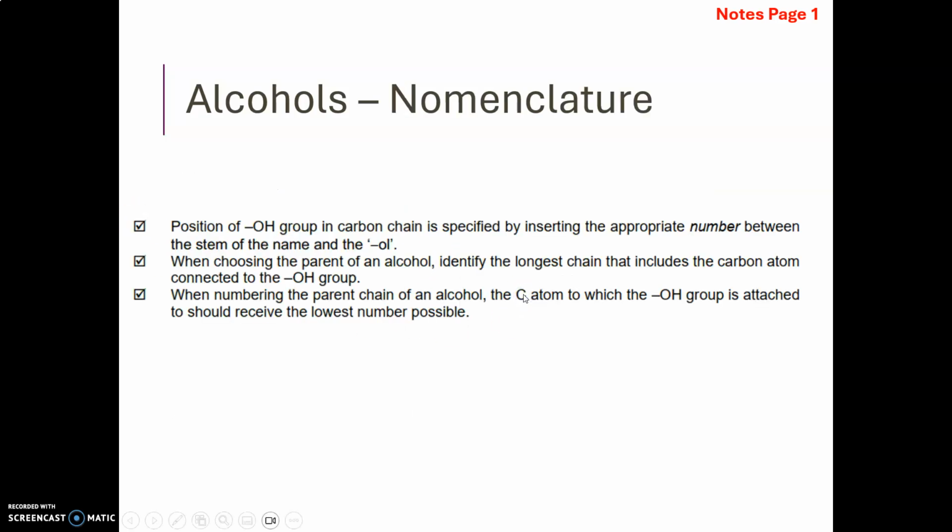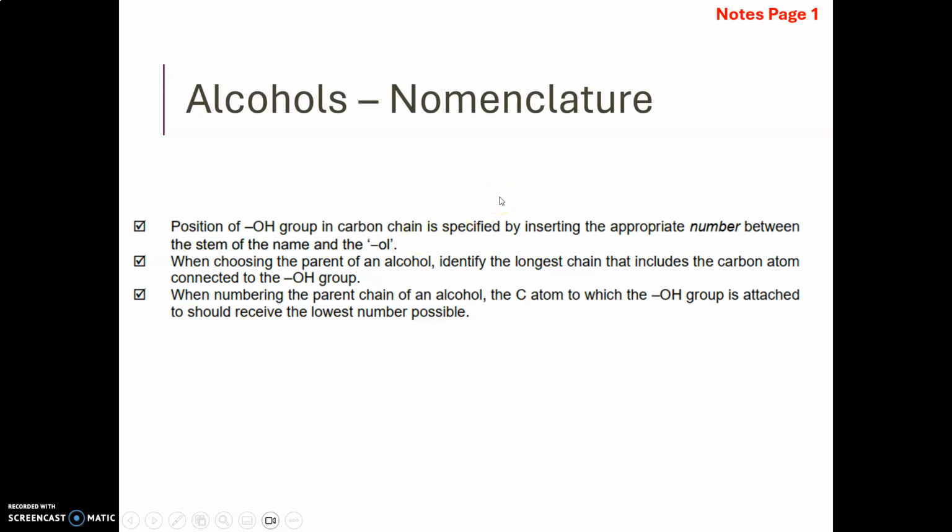Next, we are going to look at how to name alcohols, or the nomenclature. Firstly, when we encounter long alcohols or larger alcohol molecules, there might be ambiguity about the position of the OH group. For that, we will specify the position of the OH group by inserting an appropriate number between the stem of the name and the -ol.